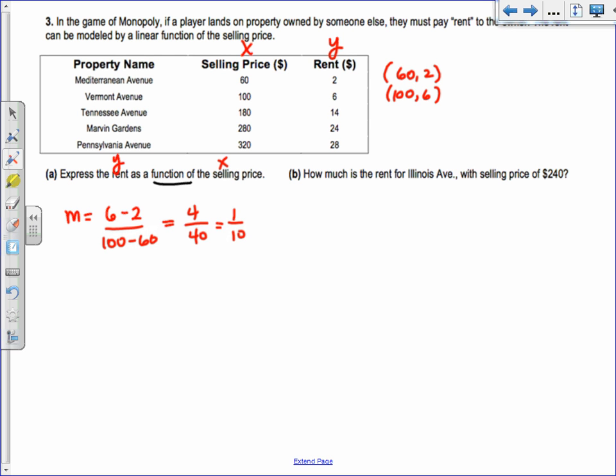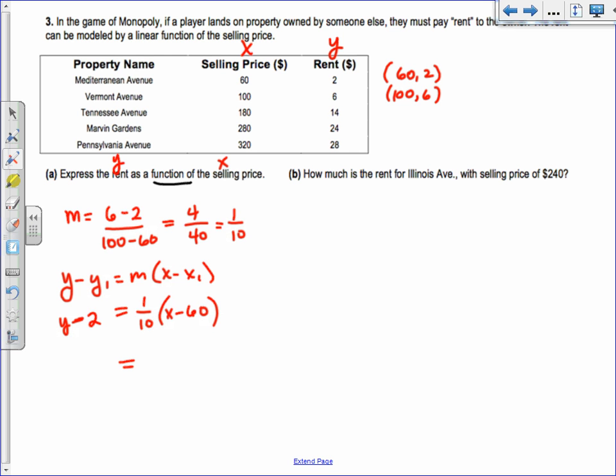We don't have the y-intercept because I don't have any points that are (0, a number). Okay, so I'm going to use my point-slope form. So y minus y1 equals m times x minus x1. I have my slope. Use any point. What point do you guys want to use? (60, 2), right? Smallest numbers. So let's use (60, 2). So x minus 60. All right, and then y minus 2.